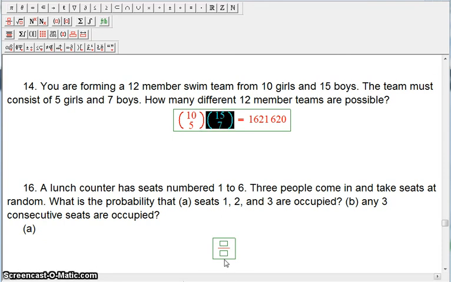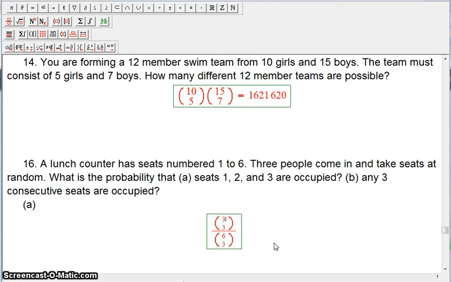Make a little choose down here so I don't have to go up there. Okay. How many ways are there for people to sit down, period? Well, 3 people sitting out of 6 seats. 6 choose 3. And how many ways are there for the 3 people to sit in 3 particular seats? Well, it's 3 choose 3. In other words, there's no choice.